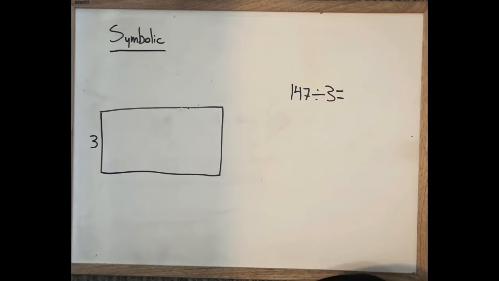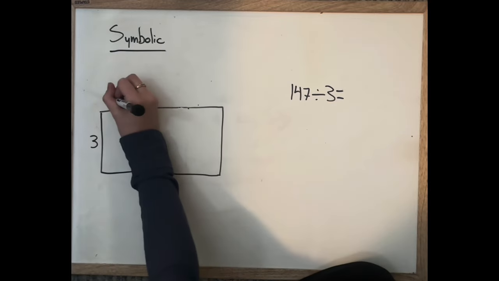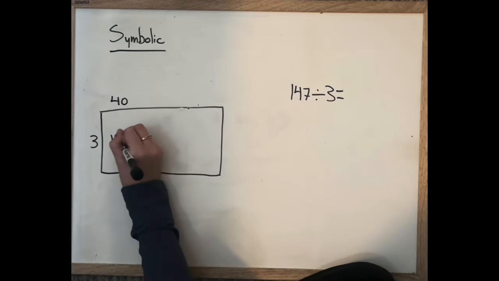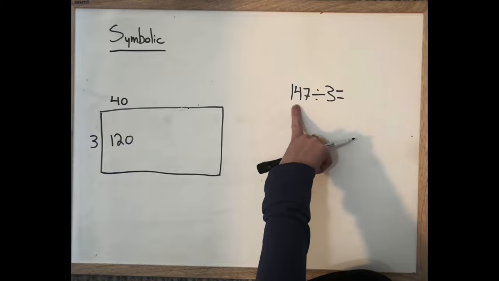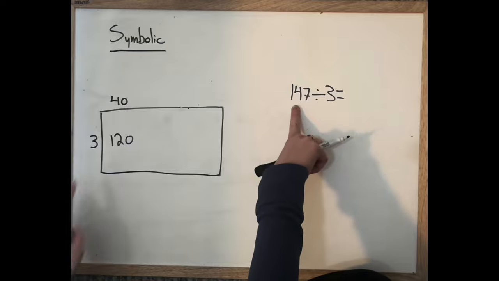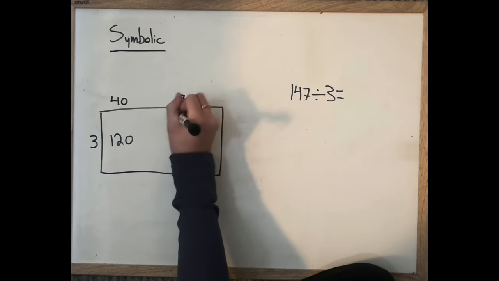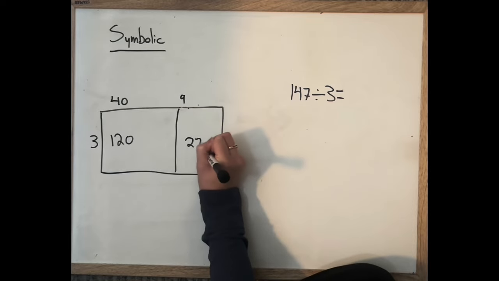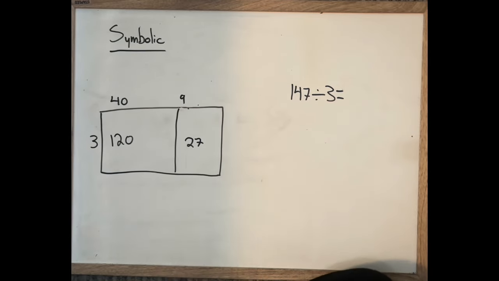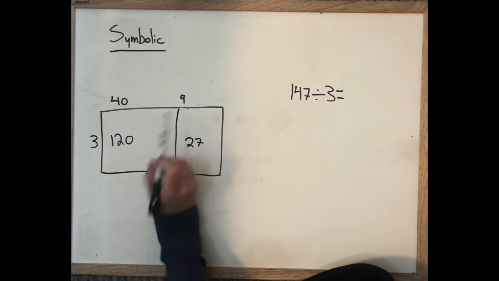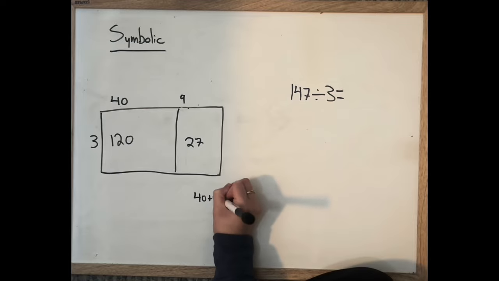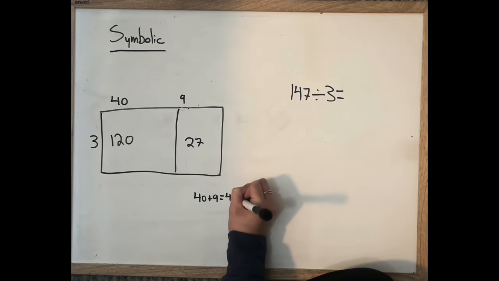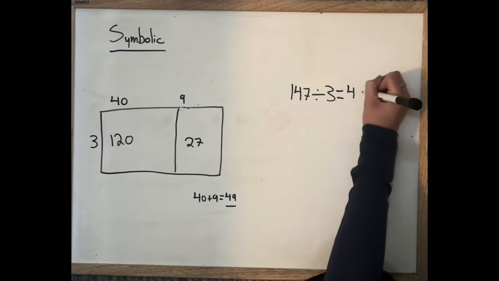So I'm going to work with easy numbers. So I know that 3 times 40 gives me 120, but 120 doesn't equal 147. I have a remainder of 27, and I know that 3 times 9 gives me 27. Now my area equals 147. I must add these 2 numbers together to give me my answer. 40 plus 9 equals 49. And 49 is the answer to my equation.